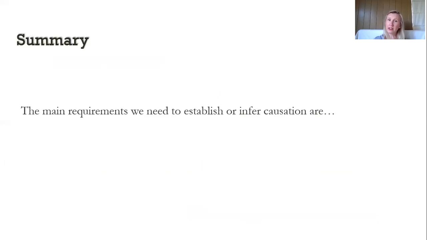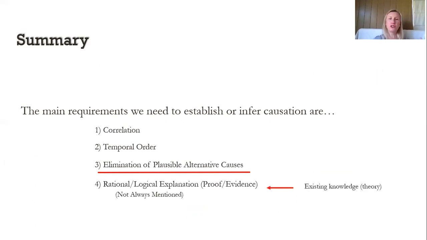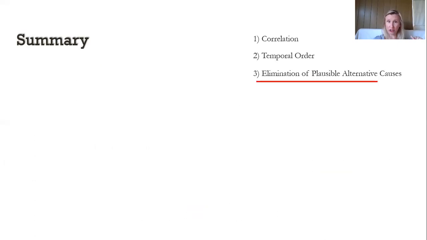So in summary, the main requirements to establish causation are 4: correlation, establishing temporal order, eliminating possible alternative causes, or what we call spuriousness, and then finally, having a rational or logical explanation. Again, that's pretty common sense. You might not always see that mentioned in the literature, but the top 3 for sure.